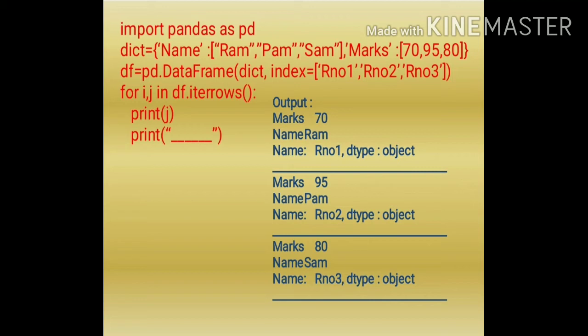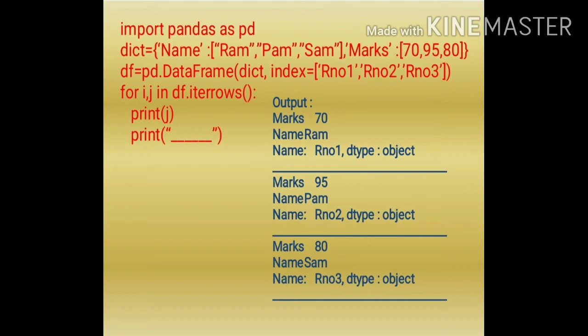Now we will come to the next line, which is a for loop. For i, j in df.iterrows(). Print j. Now we want to go for j. See the output. When we are writing print j, it is giving marks 70 and name Ram. Then name and data type, and then a line. When this line is coming, the loop has been completed only one time.